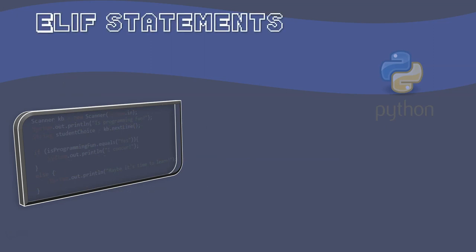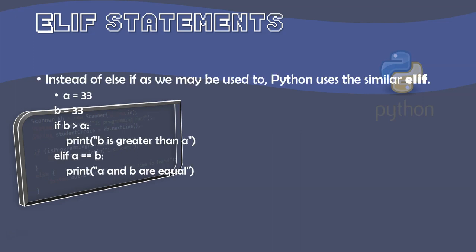Now, of course, we can also do elif statements. This is a term that's a little different, but you could probably guess what the equivalent would be in a language such as Java. Instead of using else if, as we may be used to, Python uses the very similar but slightly different syntax of elif. So let's just say we have two variables, a and b. Let's say a is 33, b is 33. I say if b is greater than a, we're going to print out that b is greater. Or if they're equal, we can just print out that they're equal.